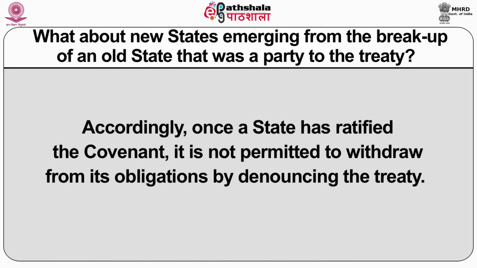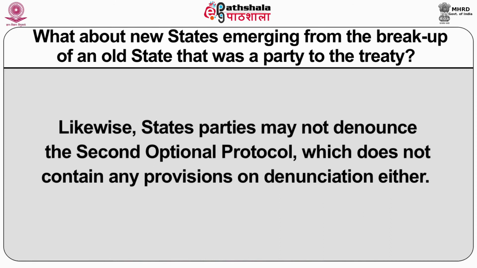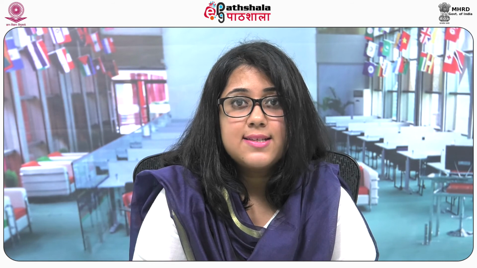Accordingly, once a state has ratified the covenant, it is not permitted to withdraw from its obligations by denouncing the treaty. Likewise, state parties may not denounce the second optional protocol, which does not contain any provisions on denunciation either. In contrast, the first optional protocol specifically sets out a denunciation procedure.